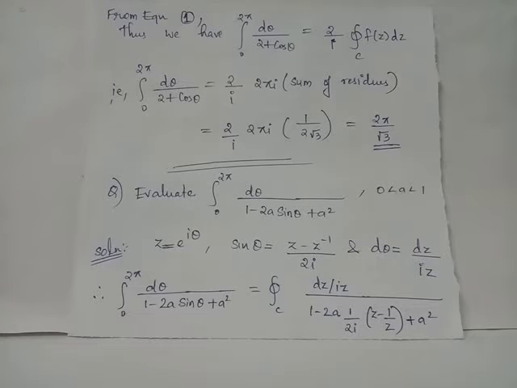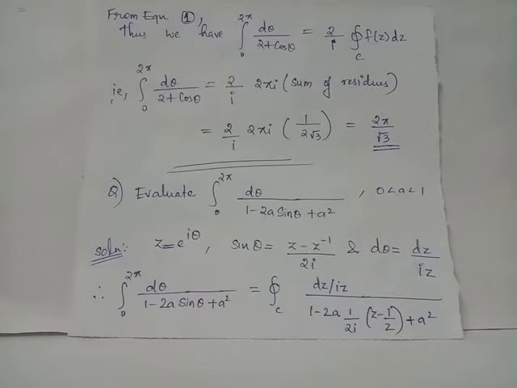Evaluate the integral from 0 to 2π of dθ upon 1 minus 2a sin θ plus a², where 0 < a < 1. We have the given integral of the type integral 0 to 2π of f(cos θ, sin θ) dθ, where f(cos θ, sin θ) is a rational function of cos θ and sin θ, given by 1 by (1 minus 2a sin θ plus a²). Here, the term containing cos θ is absent.